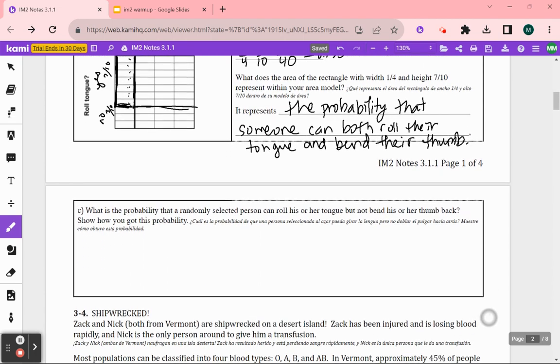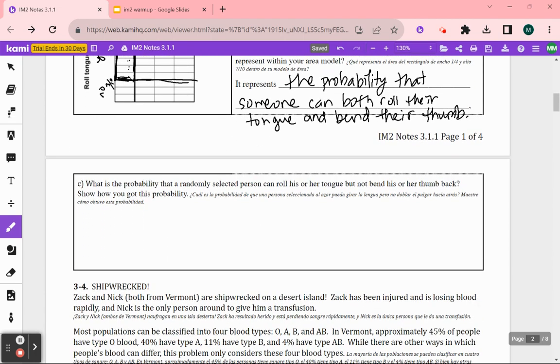Part C. What is the probability that a randomly selected person can roll his or her tongue but not bend his or her thumb back? Show how you got this probability. This should just say thumb there. I'll change it in the notes.